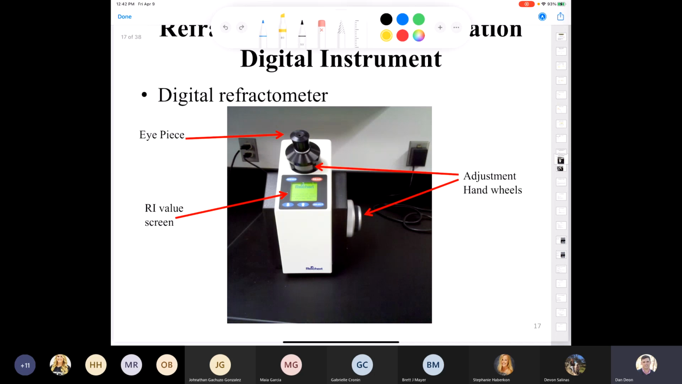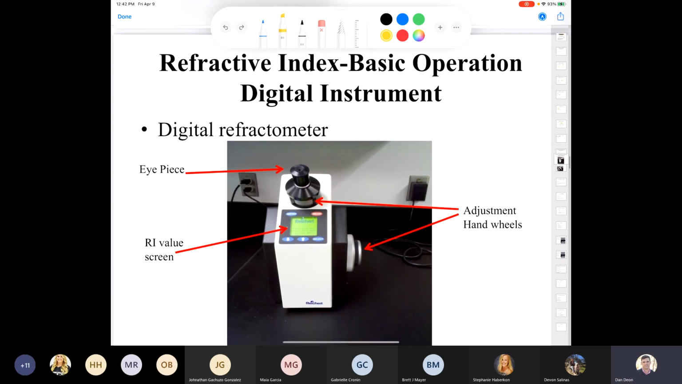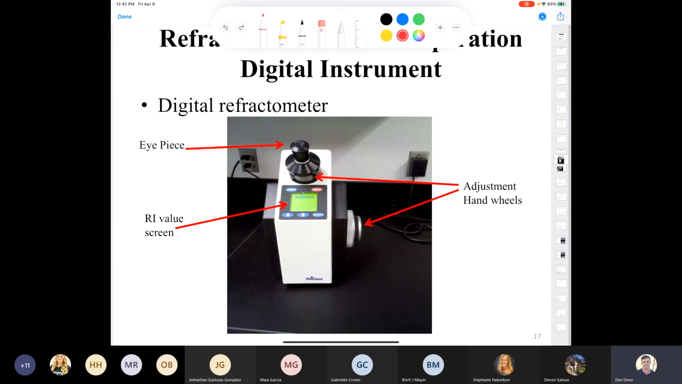Mr. Mayer might be able to correct me on this, but I believe that you never turn off the refractometer. I know it's a knee-jerk reaction for students to think, okay, after I'm done with this instrument, I'm taking up electricity, maybe I should just turn it off. We'll just write in here: do not turn refractometer off under any circumstances.